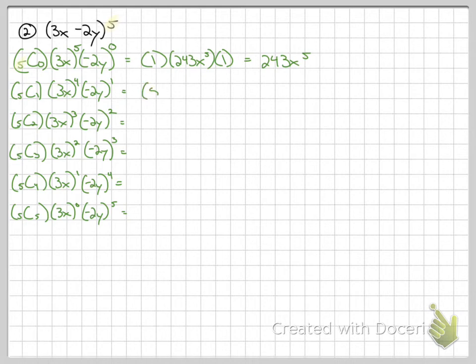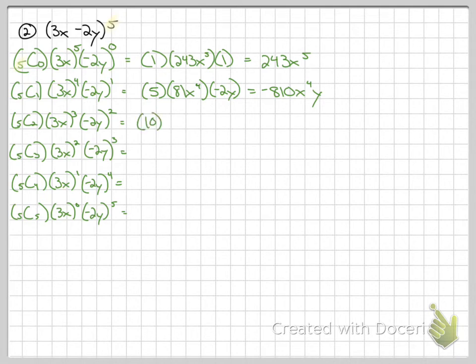Anything choose 1 is itself. 5 choose 1 is 5. 3 to the 4th is 81x to the 4th. Negative 2y to the 1st is still negative 2y. And remember, this is all multiplied together. So 5 times 81 times negative 2 is negative 810 x to the 4th y. So now we've got negatives, and the negatives are going to alternate. Every other one will come out negative.